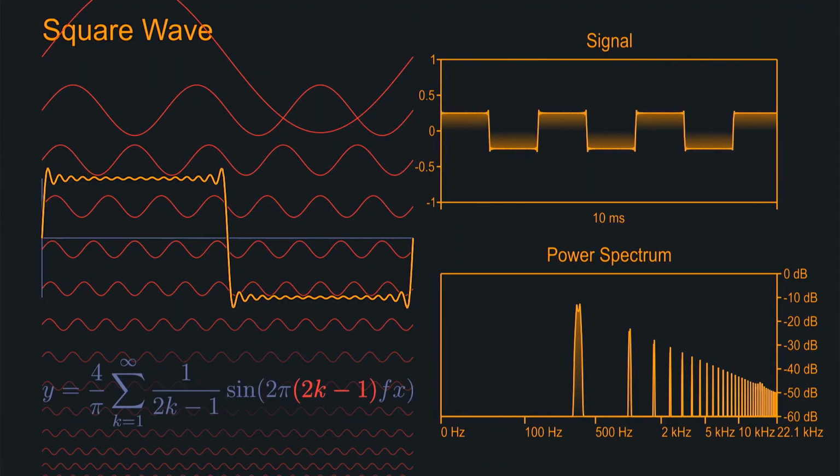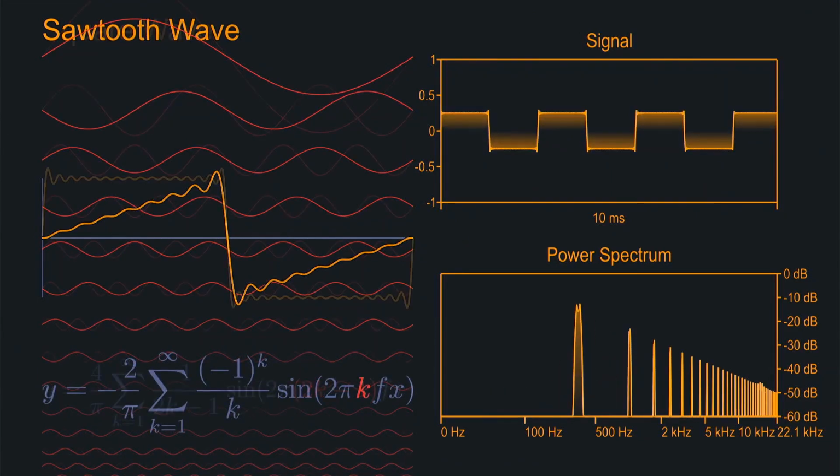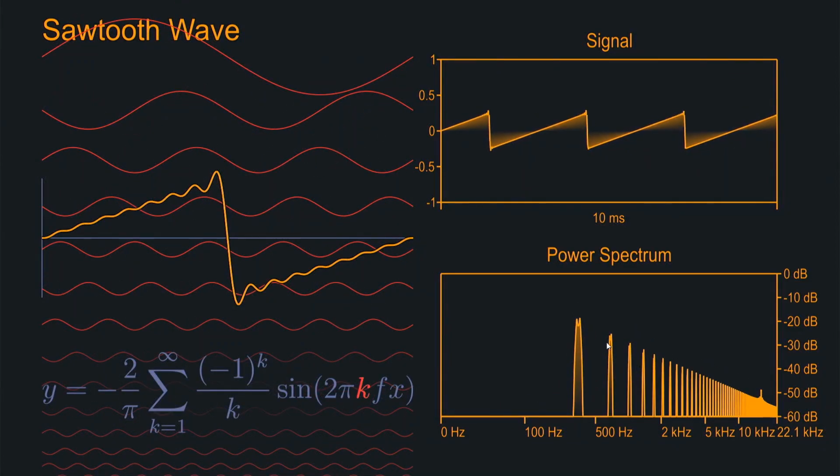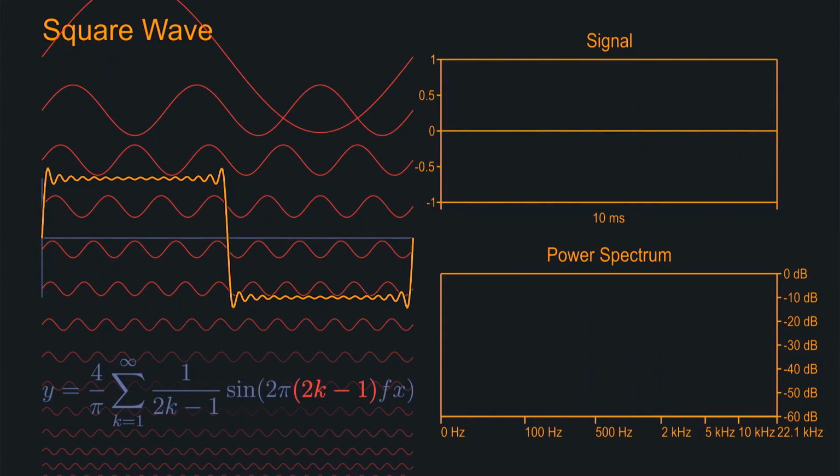And if I switch between them, you can see it in the power spectrum. This one over here is in the sawtooth, but it's not there in a square, because in the square you have only every second one.